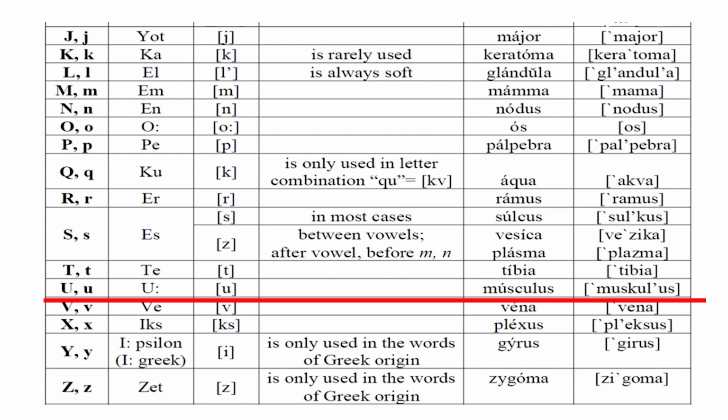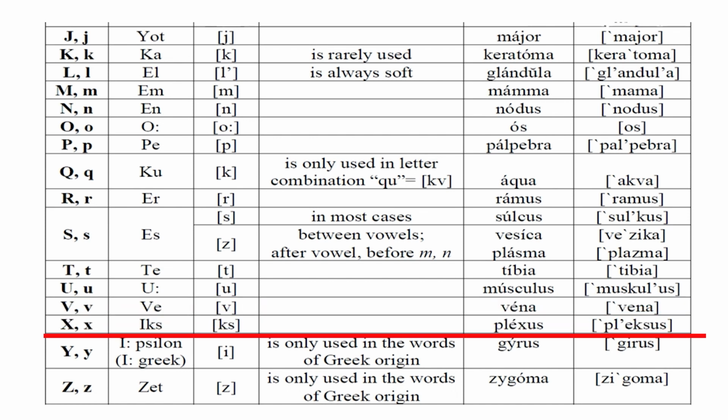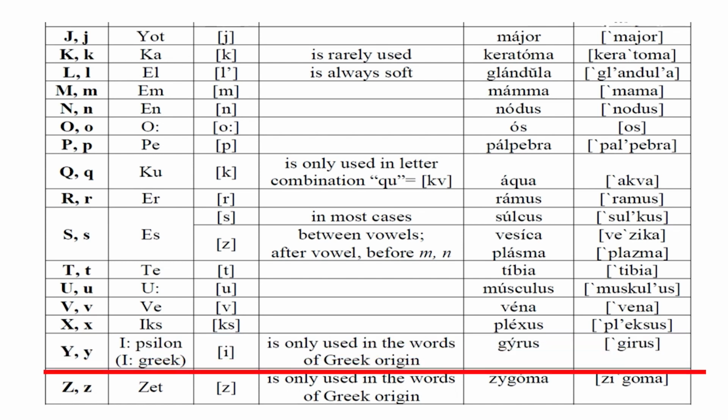U is the most recent addition, and you pronounce it as U, as in musculus. The letter X is pronounced as in Latin, such as in plexus. Y is of Greek origin. It's called epsilon, and it is used only in Greek words.